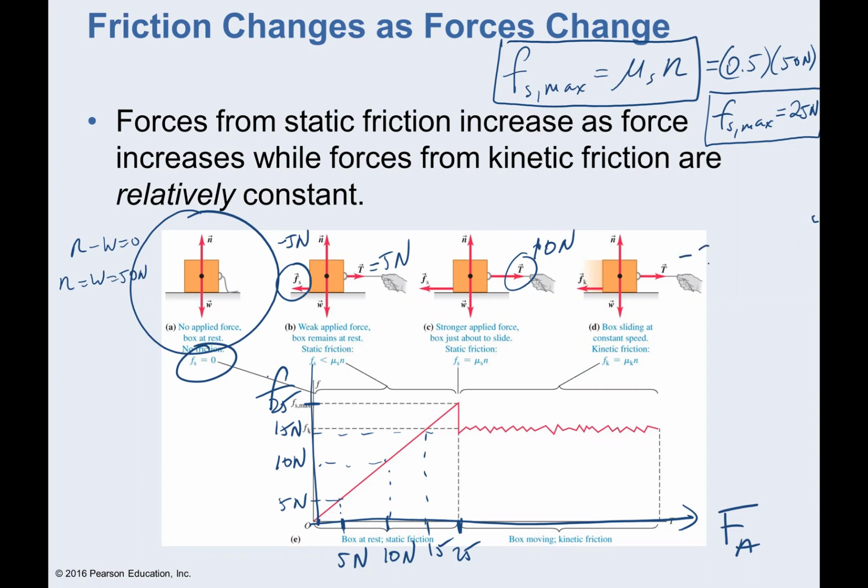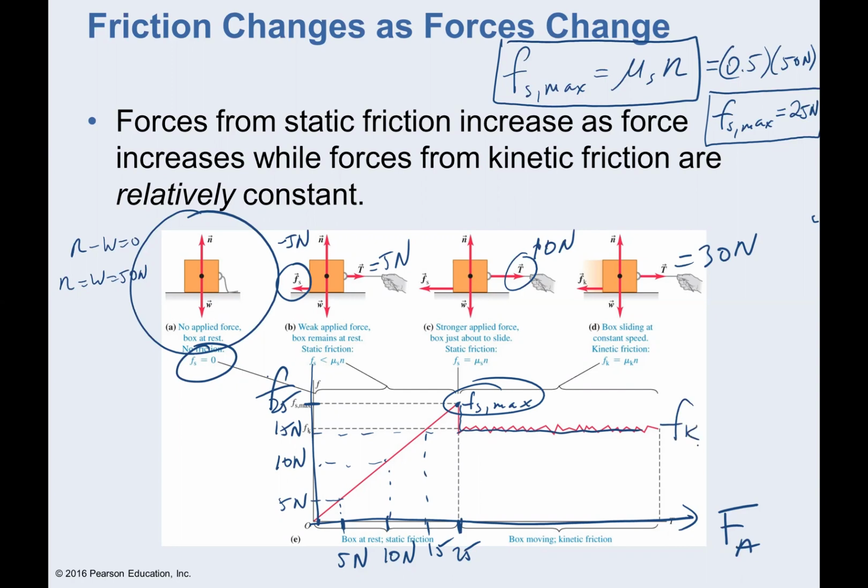If I apply 30 newtons, that's beyond what the static friction can handle, which means then I win. The applied force is stronger than the maximum static friction, so the block starts sliding. That means it starts accelerating to the right. And as soon as it does, see, this is Fs maximum. The friction right away drops down, decreases, because now the box is sliding. That means I'm dealing with kinetic friction.